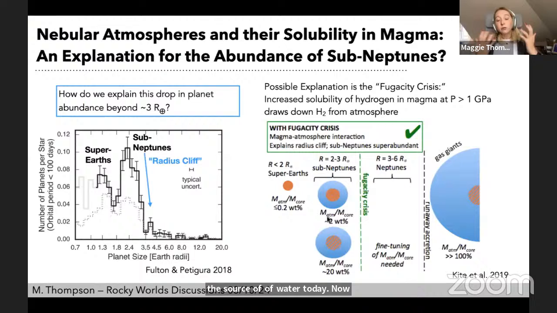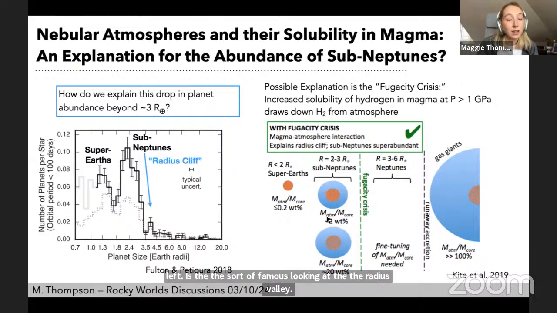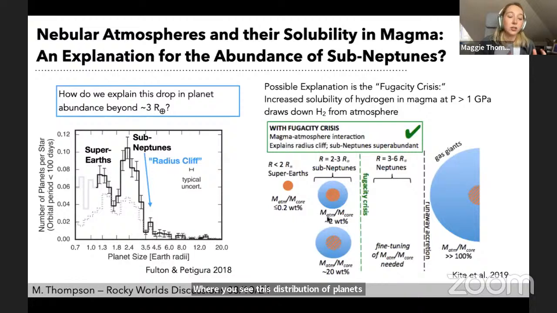So this motivates thinking about this for rocky planets. And briefly, I also want to mention that hydrogen is important in thinking about the abundance that we see of sub-Neptunes. So not just thinking about low mass rocky planets, but also going into slightly larger planetary sizes. We have this distribution. This figure on the left is the famous one looking at the radius valley, where you see this distribution of planets that have periods less than 100 days. So we have this distribution of super-Earths and sub-Neptunes.